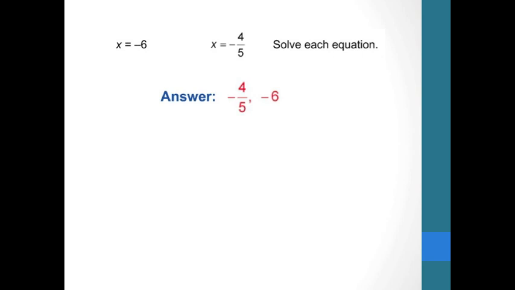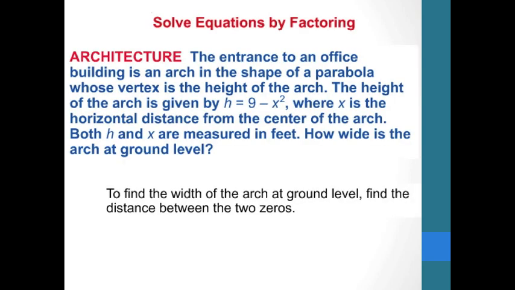So now we have an architect example, and we have an arch that we're dealing with, which is in the shape of a parabola, which is a quadratic. I'm going to see the equation they give us there, and always look at what the variables stand for. X is the horizontal distance, so that's left to right. H is the vertical distance, and 9 minus x squared looks kind of weird to me, so I'm going to rewrite it by multiplying by negative 1.